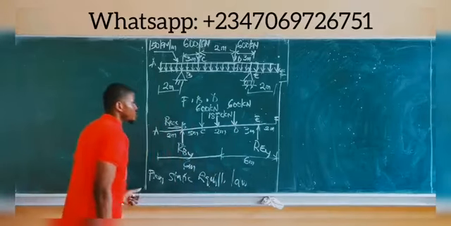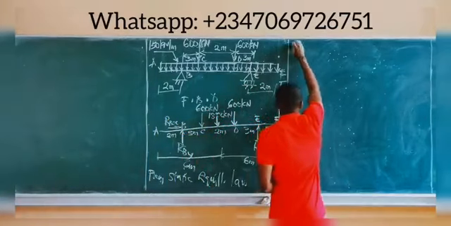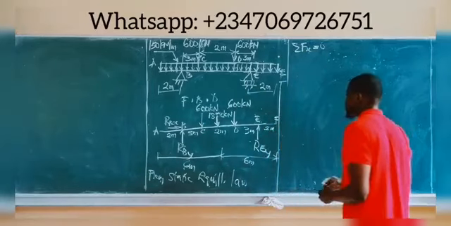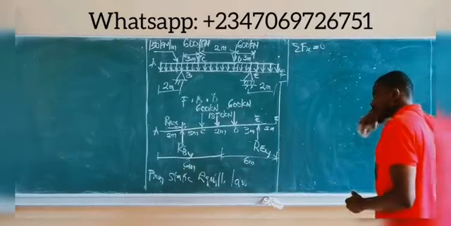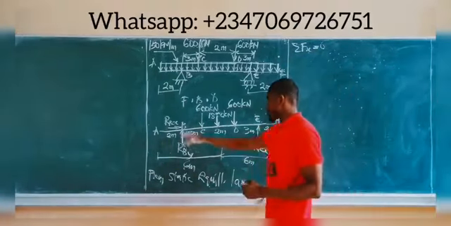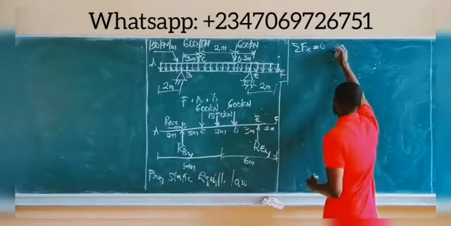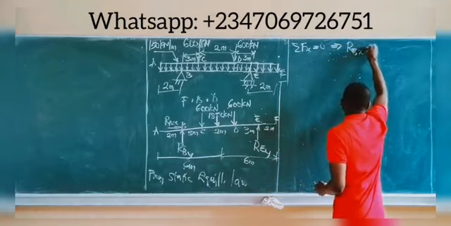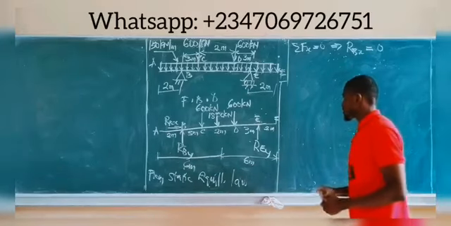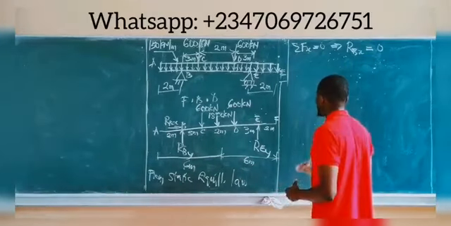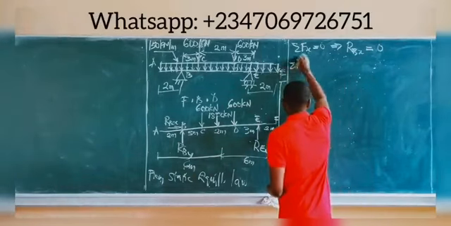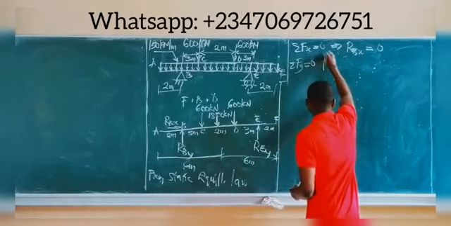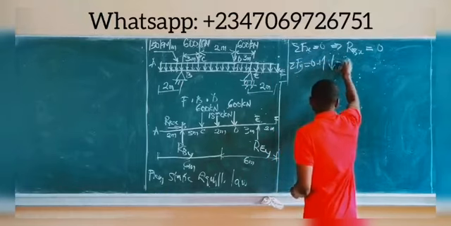We have that summation first in the x-axis, summation of Fx is equal to 0. So we put all the forces in the x-axis as 0. And the only force we have on the x-axis here is simply RBX. So this simply implies that RBX is equal to 0. Next is to employ the second equilibrium law, which is summation of forces in the vertical axis, summation of Fy equals 0. Let's consider vertically upward force as positive, vertically downward force as negative.